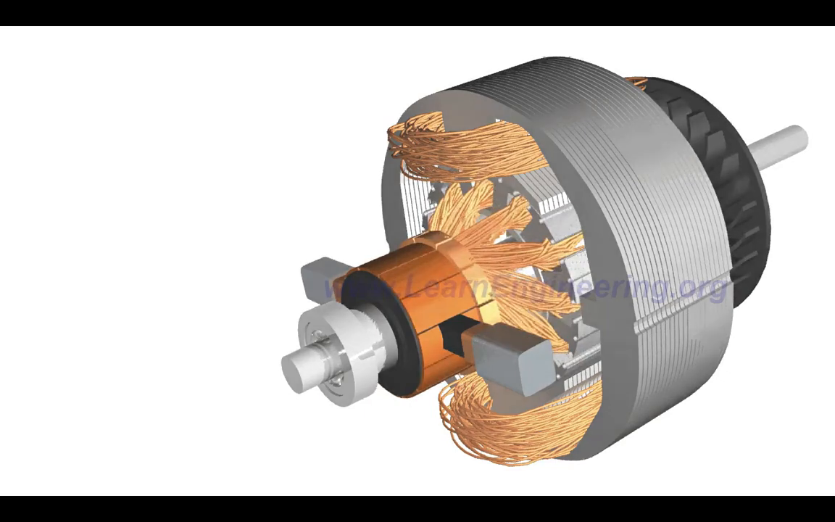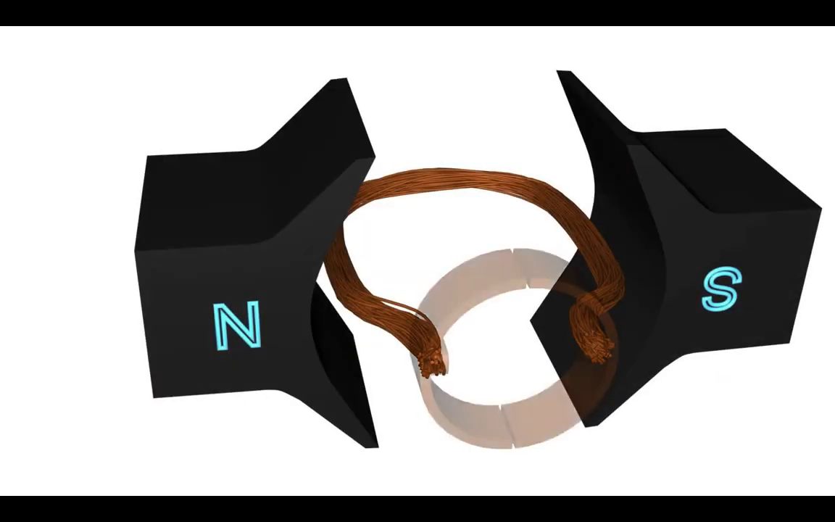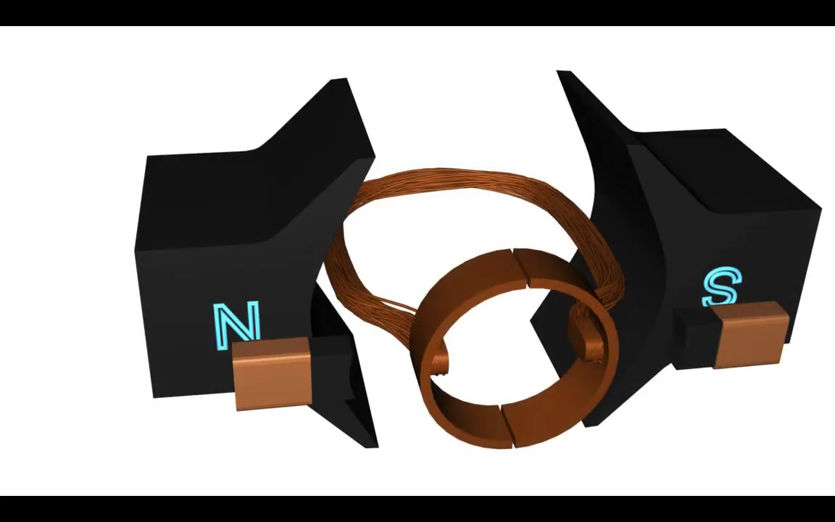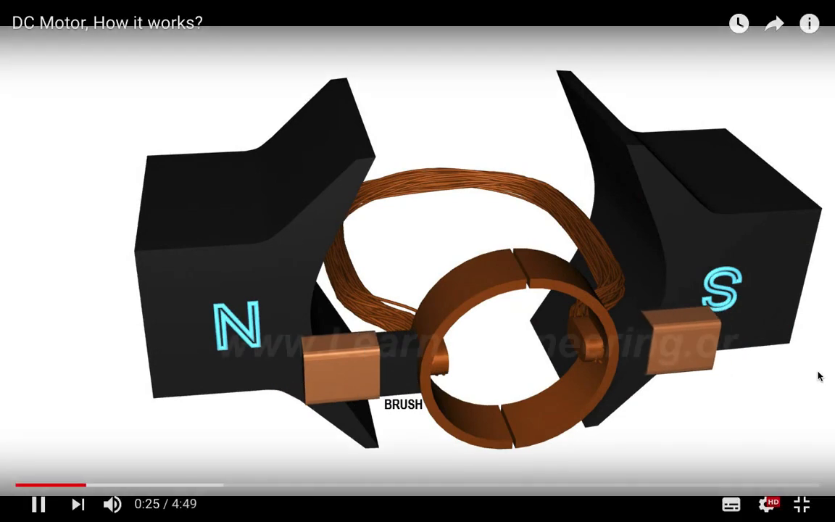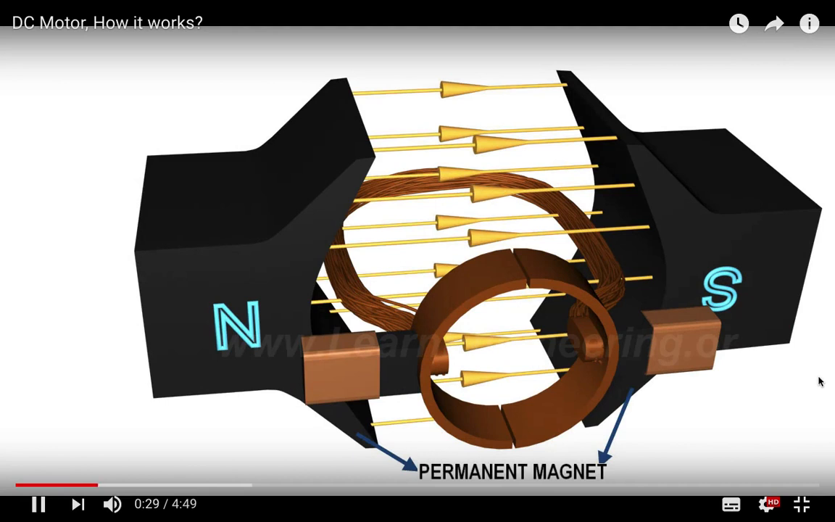Let's first start with the simplest DC motor possible. It looks like this. The stator provides a constant magnetic field, and the armature, which is the rotating part, is a simple coil. So this background magnetic field, as they're going to discuss later, can be provided by permanent magnets, but for most DC motors, it's actually provided by another set of coils.